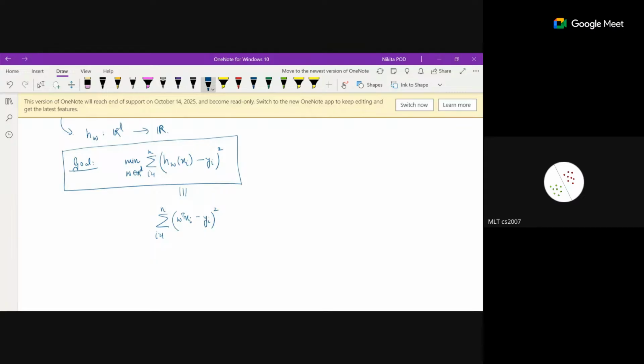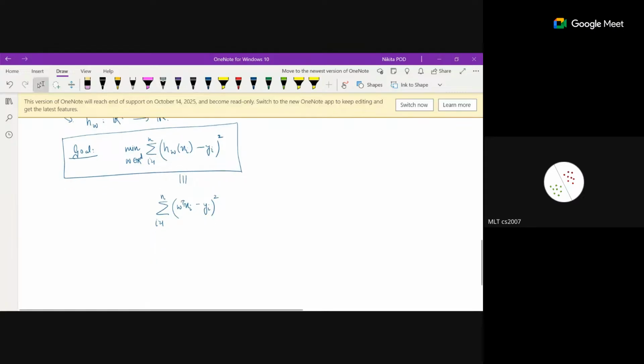Now this is what we have written for each vector. In shorthand notation, or in matrix form, we can write this as equivalent to the norm of (x transpose w minus y) whole square.